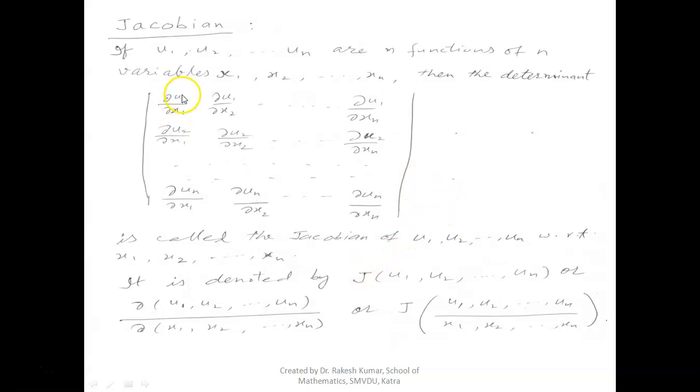So what we do in it, we find the first order partial derivatives of each function with respect to the variables of which it is a function. For example, u1 is a function of x1, x2, xn. Then in the first row, we differentiate u1 partially with respect to x1, x2 and xn, and put those partial derivatives in the row. Similarly for the second row elements and all other rows.